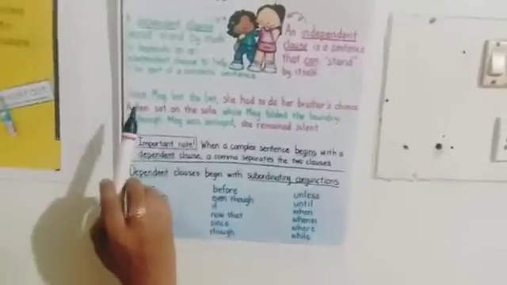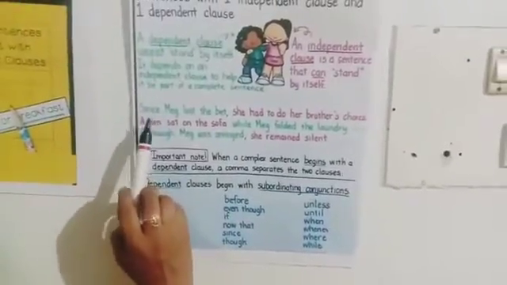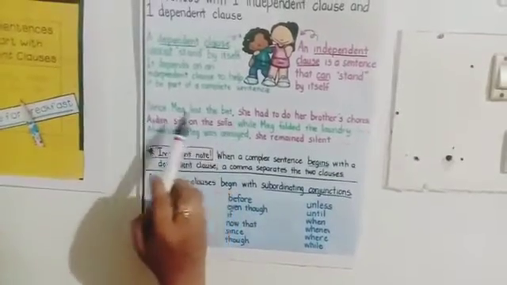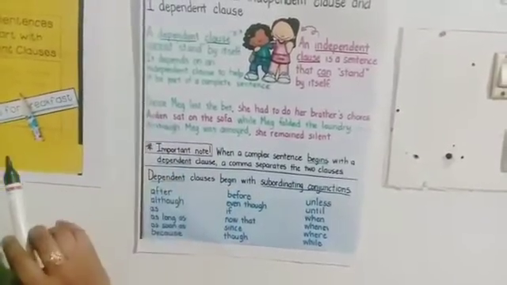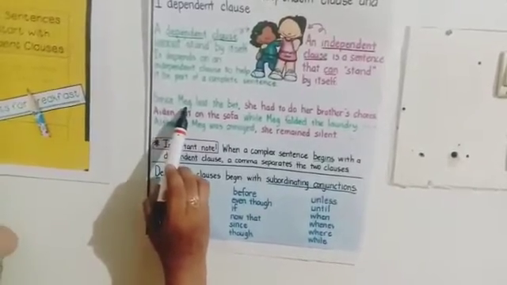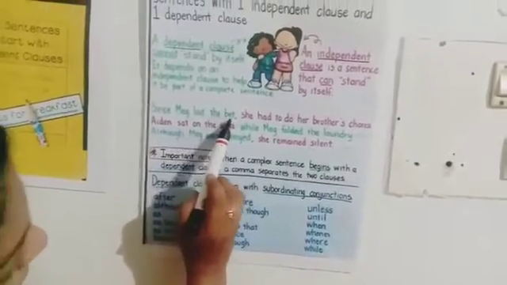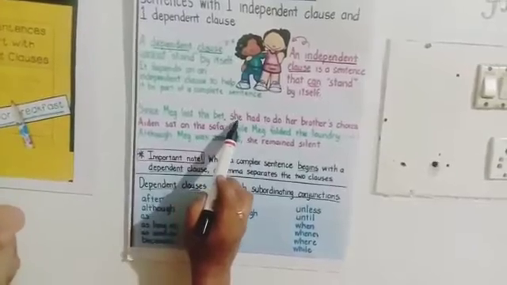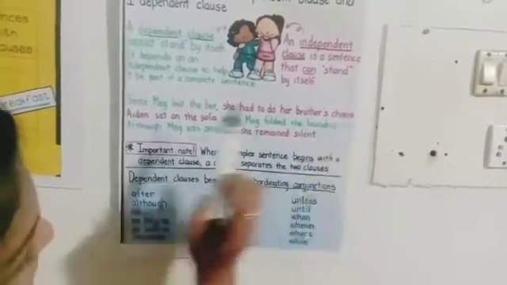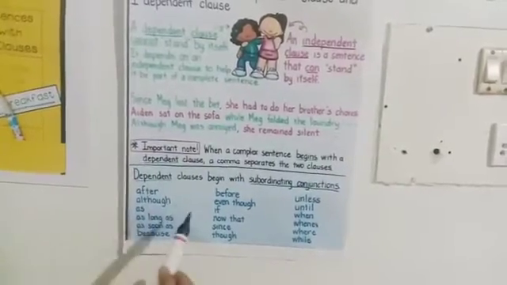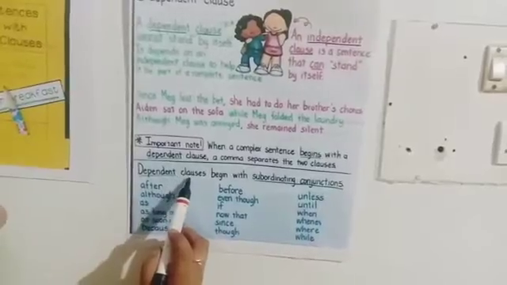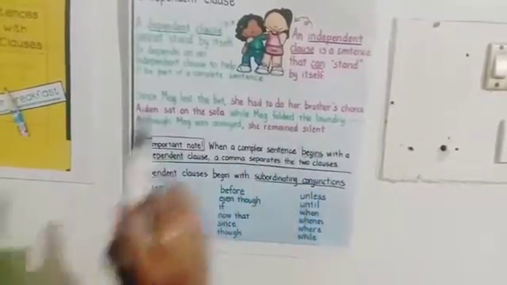Since is a dependent clause. Meg lost the bet is a sentence that depends on a subordinating conjunction, right? We started with since. Since Meg, a person's name, lost the bet, comma, she had to do her brother's chores. So that is a sentence for the second type of structure. That means dependent clause plus independent clause.